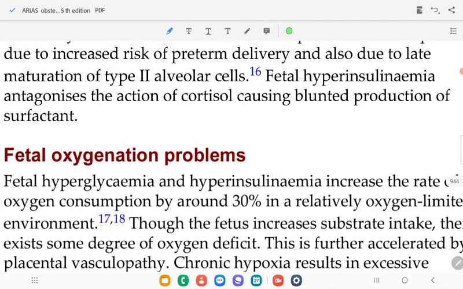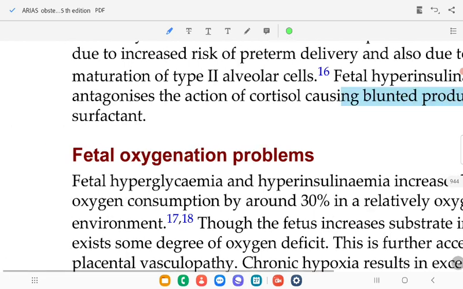Fetal hyperinsulinemia is the antagonist. It antagonizes the action of cortisol, causing a blunted production of surfactant.